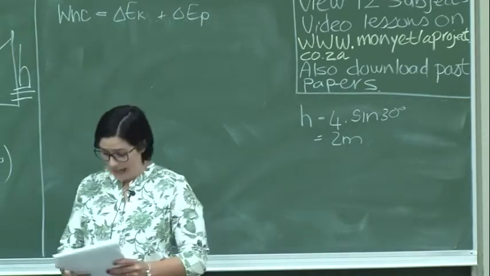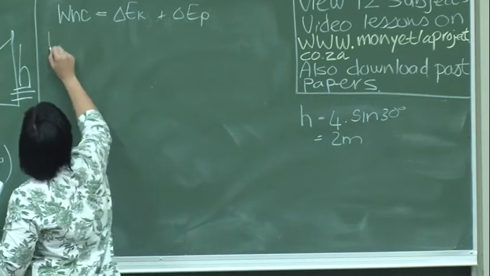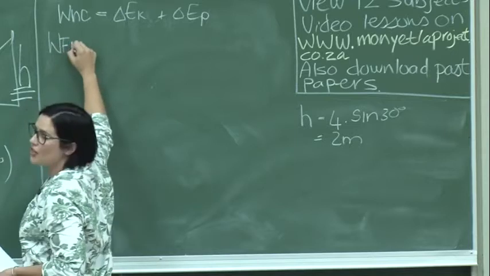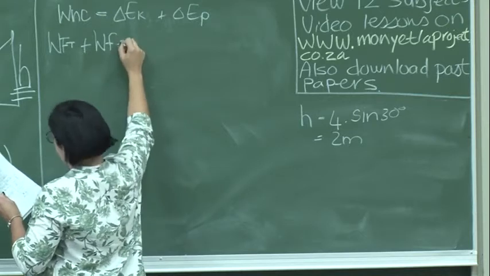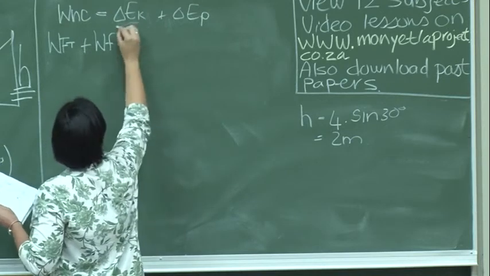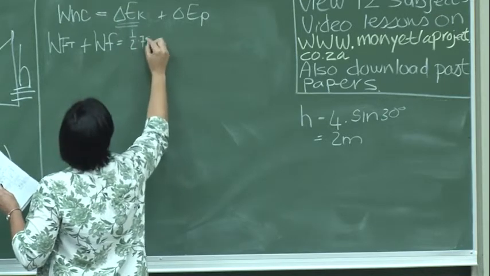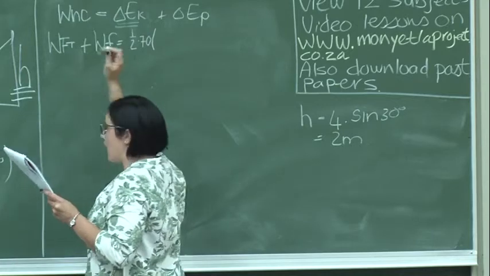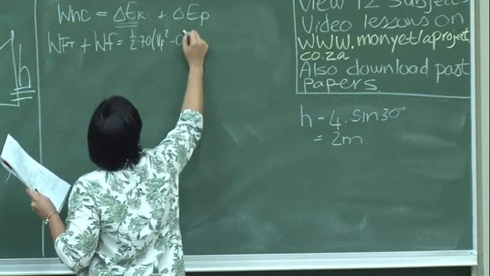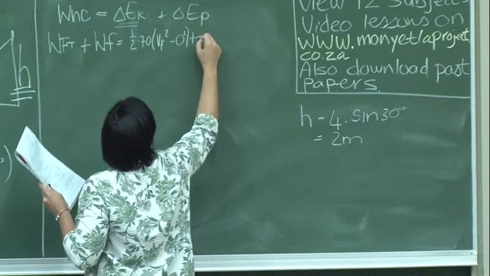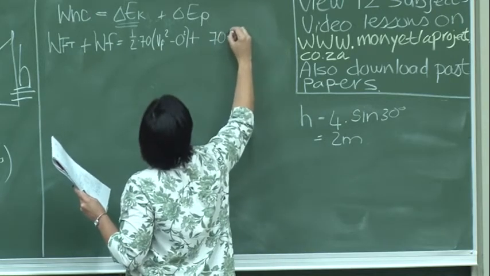So yes, I can use non-conservative. The work done by the tension force plus the work done by the frictional force is equal to the change in kinetic energy, half mass, and the mass is 70, times V final minus V initial. So V final, what I want to calculate, don't forget the square, minus 0 squared, plus, what is the mass? 70. What is gravitational acceleration?